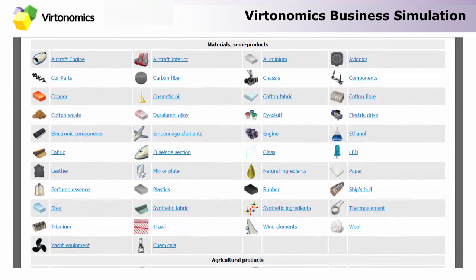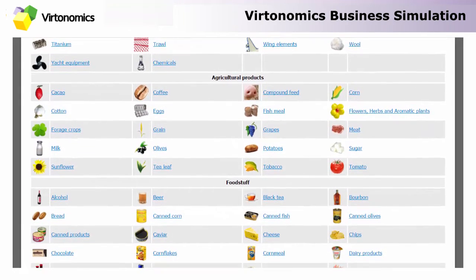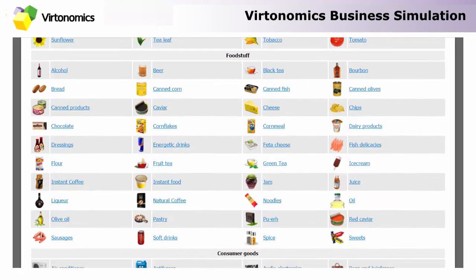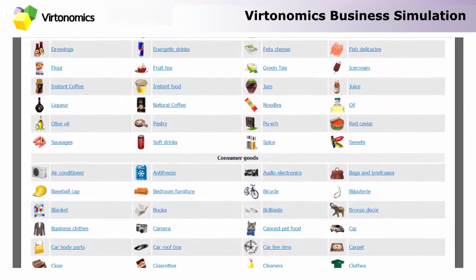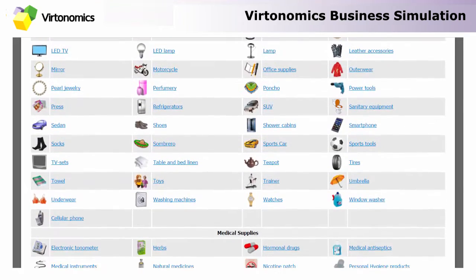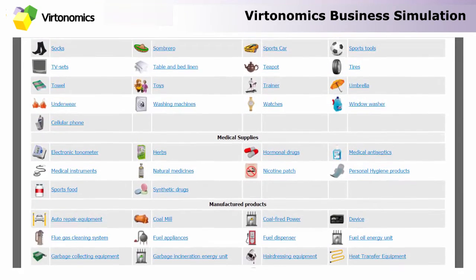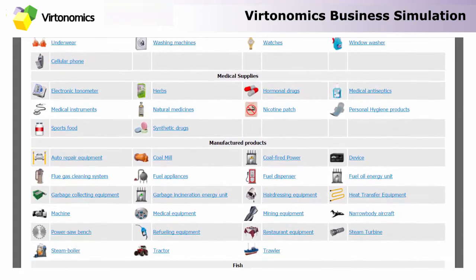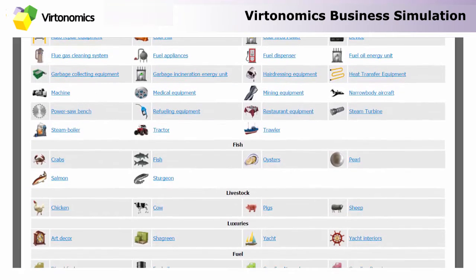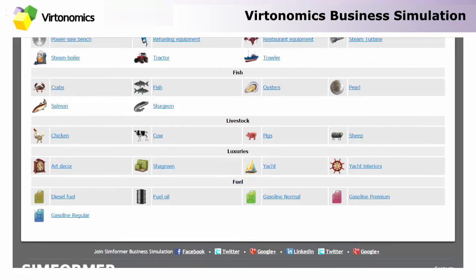Agricultural products are grown in farms and also plantations. Out of them, we can produce foodstuff, also in factories. We can also produce consumer goods and also medical supplies, which then can be used for medical services, and manufactured products are the ones that are mostly used by business units to actually provide services or produce goods. So this is an interconnected trade structure between the participants of the simulation.